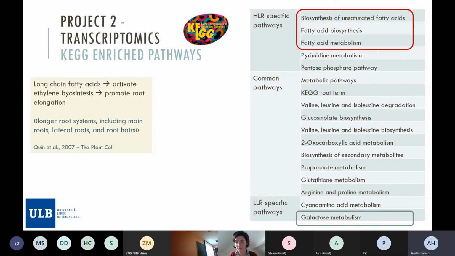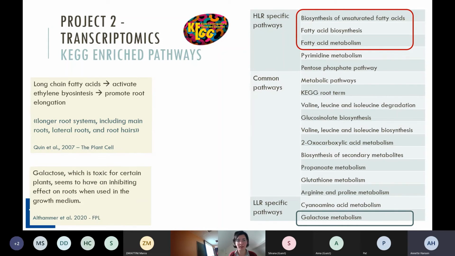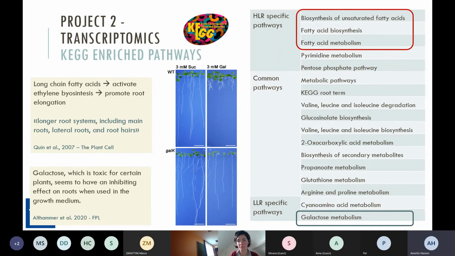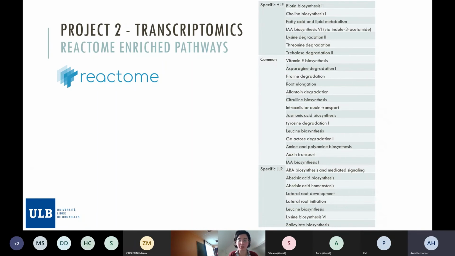On the other side, on the opposite phenotype, I checked what could be the meaning of galactose. And I saw that it's toxic for certain plants, and it's inhibiting root growth, even when used as medium. Again, I checked on Reactome. This is another database for pathways. Here also we have metabolism of fatty acids, so it agrees with the other analysis. And so I also saw that there are kind of two different opposite processes here, but I was not able to find their biological meaning in literature so far.